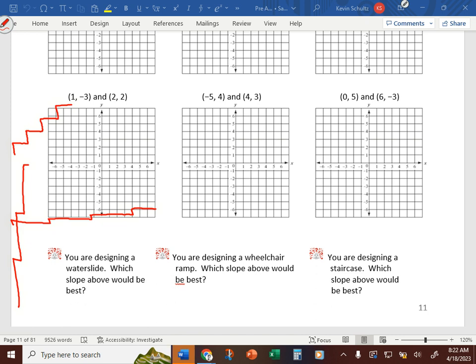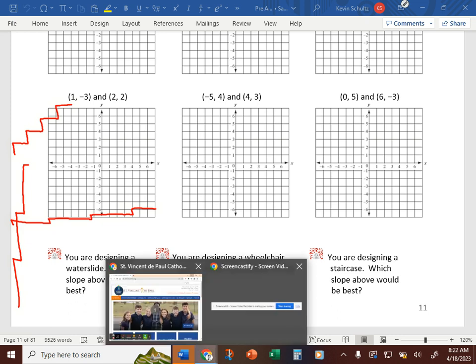All right. Questions, comments, concerns, complaints, compliments, congratulations. All right, homework for tomorrow. Finish the page. That's high math.